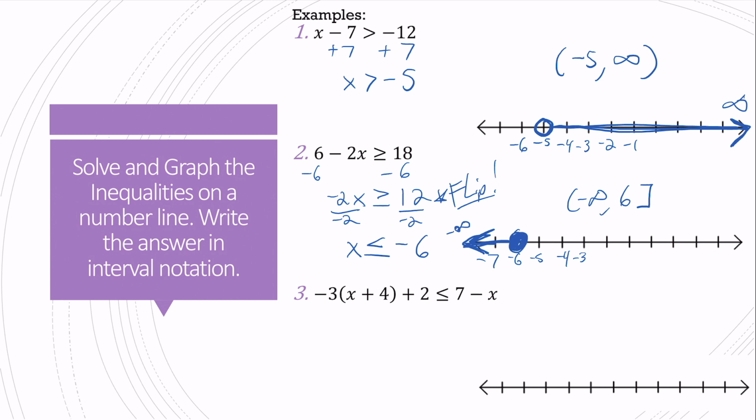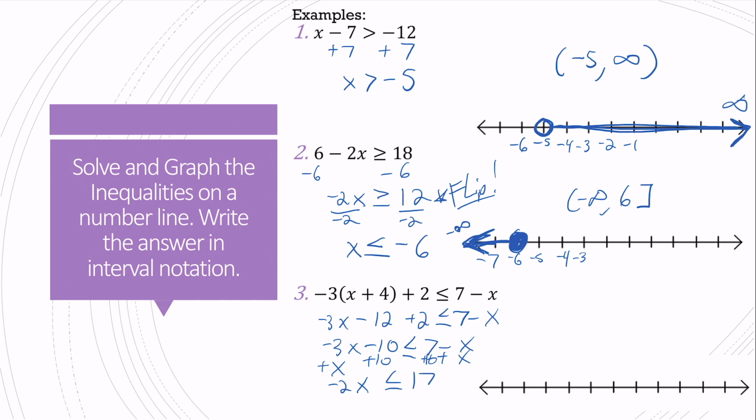Our last example, we're going to have to distribute. I have negative 3x minus 12 plus 2 is less than or equal to 7 minus x. Negative 3x minus 10 is less than or equal to 7 minus x. Let me add x to both sides. Negative 2x. Let me add 10 to both sides is less than or equal to 17. Ooh, we're going to have a fraction. So I have negative 2x is less than or equal to 17.